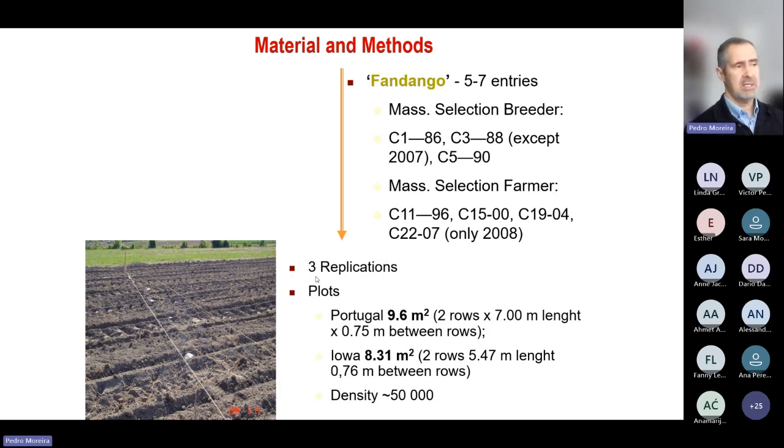So this was the design to evaluate the populations. In Portugal, it used about 9.6 square meters, and in Iowa it was 8.31 square meters. In terms of density, generally these populations are adapted to low density. If you increase the density, they will not produce ears. As you can see, they have quite big ears, so they don't adapt well to high densities.